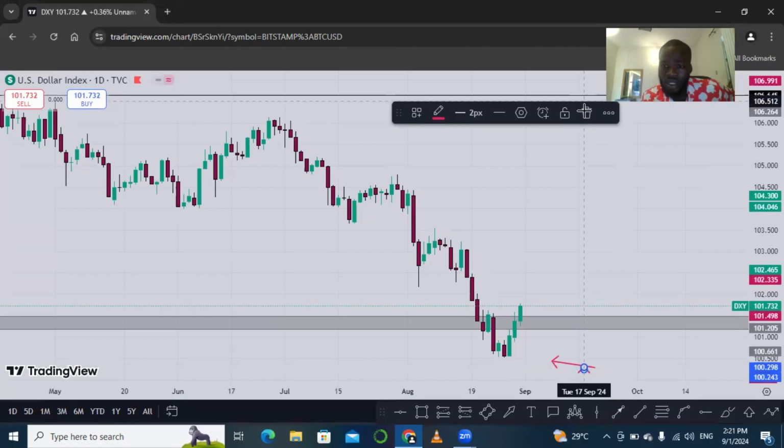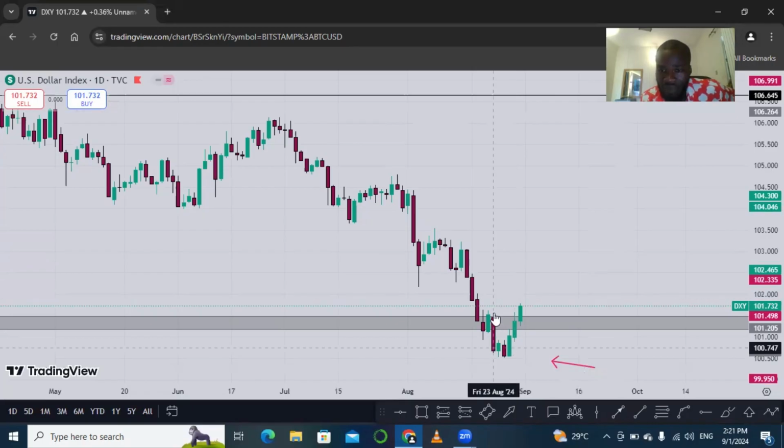Let's count it together. This is one. After this bearish candle here, it's consolidated here, 1, 2. Then on the third day, it closed with this strong bullish candle here, indicating that buyers are already stepping into this market. That always is my entry chart pattern.